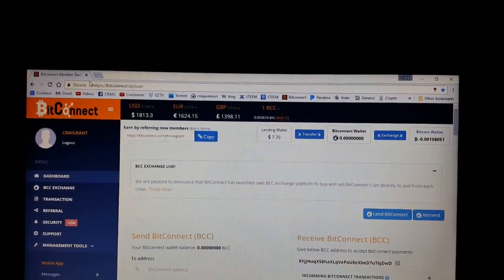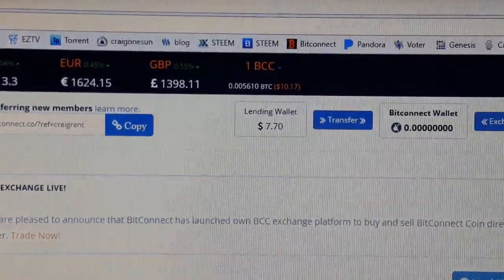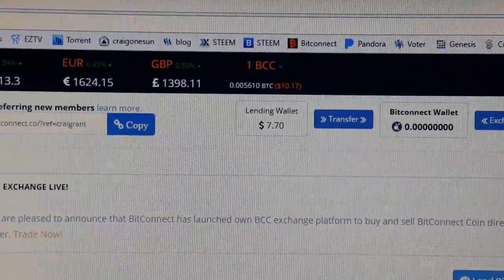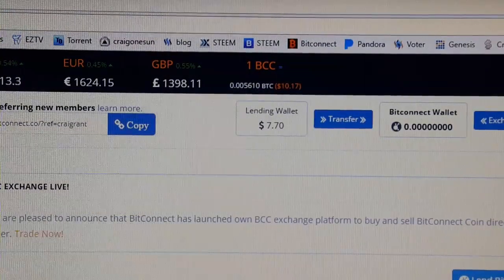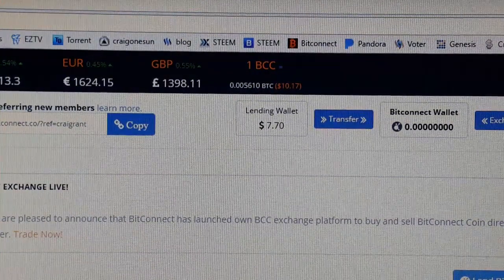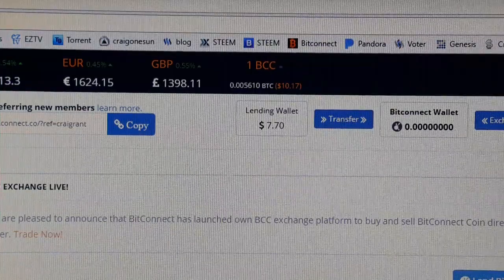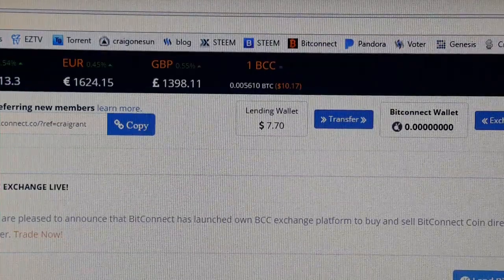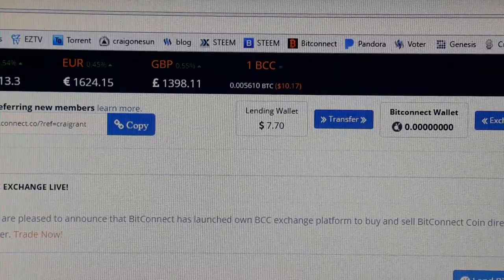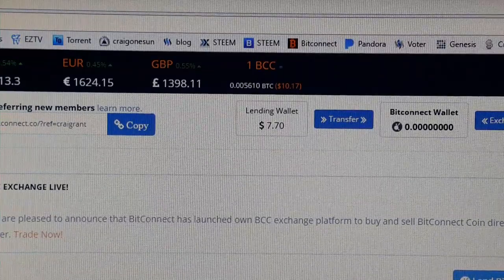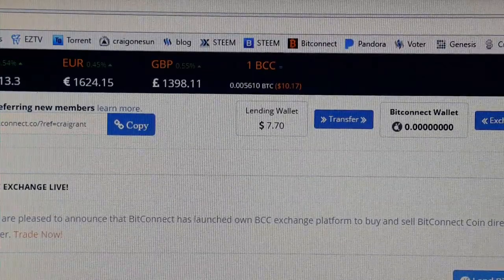So I just logged in and I can see here that I have $7.70 in my lending wallet. Now I know, or I assume, well, yeah, I do know that is a result of someone who signed up to BitConnect with my referral link and initiated a $100 loan, and for that I earned 7%. So let's call that a $110 loan, right?